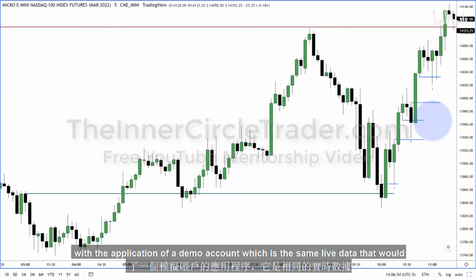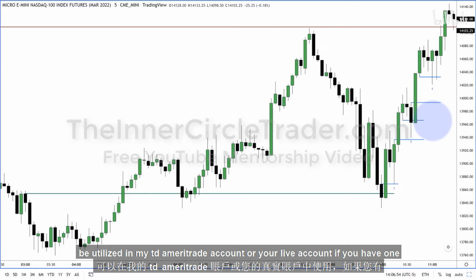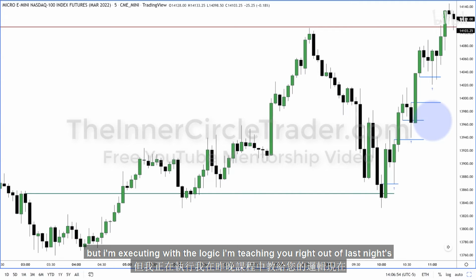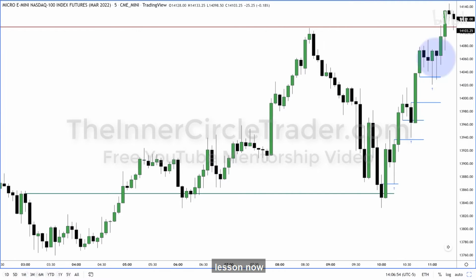But I'm showing you in theory with the application of a demo account, which is the same live data that would be utilized in my TD Ameritrade account or your live account if you have one. These candles are forming just like they would be in your live account. But I'm executing with the logic I'm teaching you right out of last night's lesson.